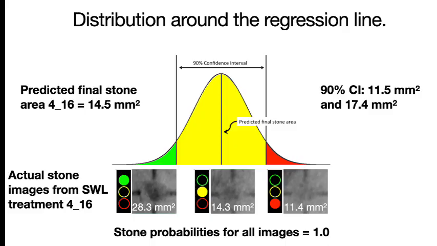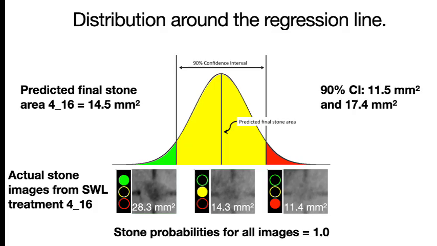For sample 4_16, the predicted final stone area is 14.5 mm². The notification signals are based on the distribution and the 90% confidence intervals. The lower insets show the notification signals and the actual boxed stone images. The stone area decreases with more shockwave applications.